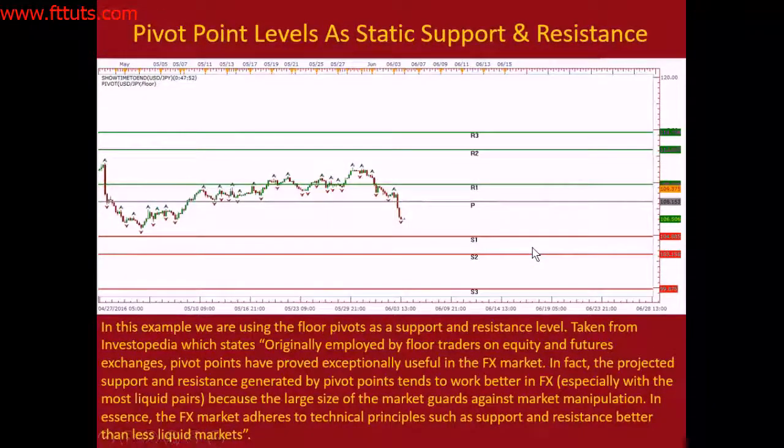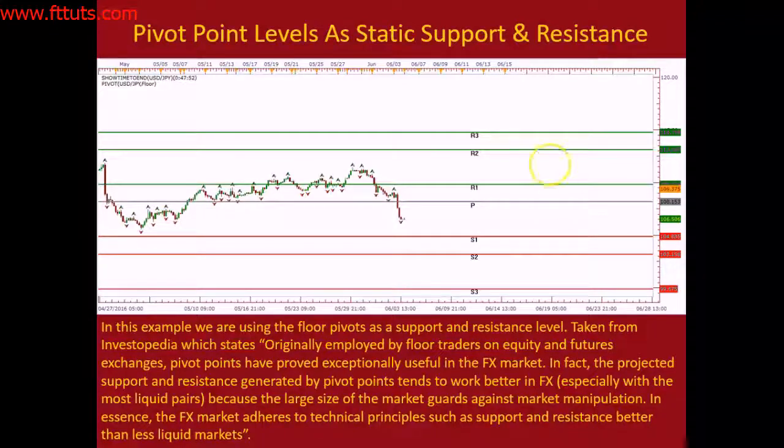Here we have pivot point levels as static support and resistance. In this example, we are using the floor pivots as support and resistance levels, taken from Investopedia, which states: Originally employed by floor traders on equity and futures exchanges, pivot points have proved exceptionally useful in the FX market. In fact, the projected support and resistance generated by pivot points tends to work better in FX, especially with the most liquid pairs, because the large size of the market guards against market manipulation. In essence, the FX market adheres to technical principles such as support and resistance better than less liquid markets.